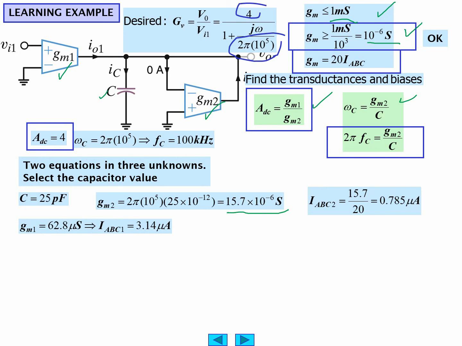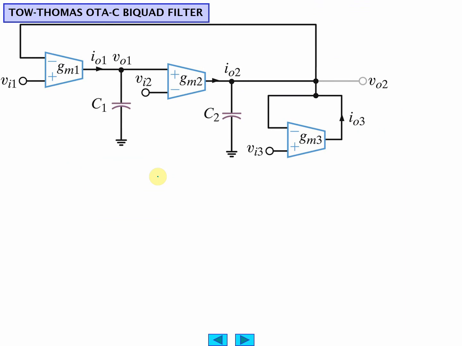And similarly, we can do the same thing. Let's see, 62 micro Siemens, which is 62 times 10 to the negative 6. Yay, we're okay. It's below 1 millisiemen. A millisiemen is 1,000 microsiemens. So we're okay. We're rocking and rolling here.